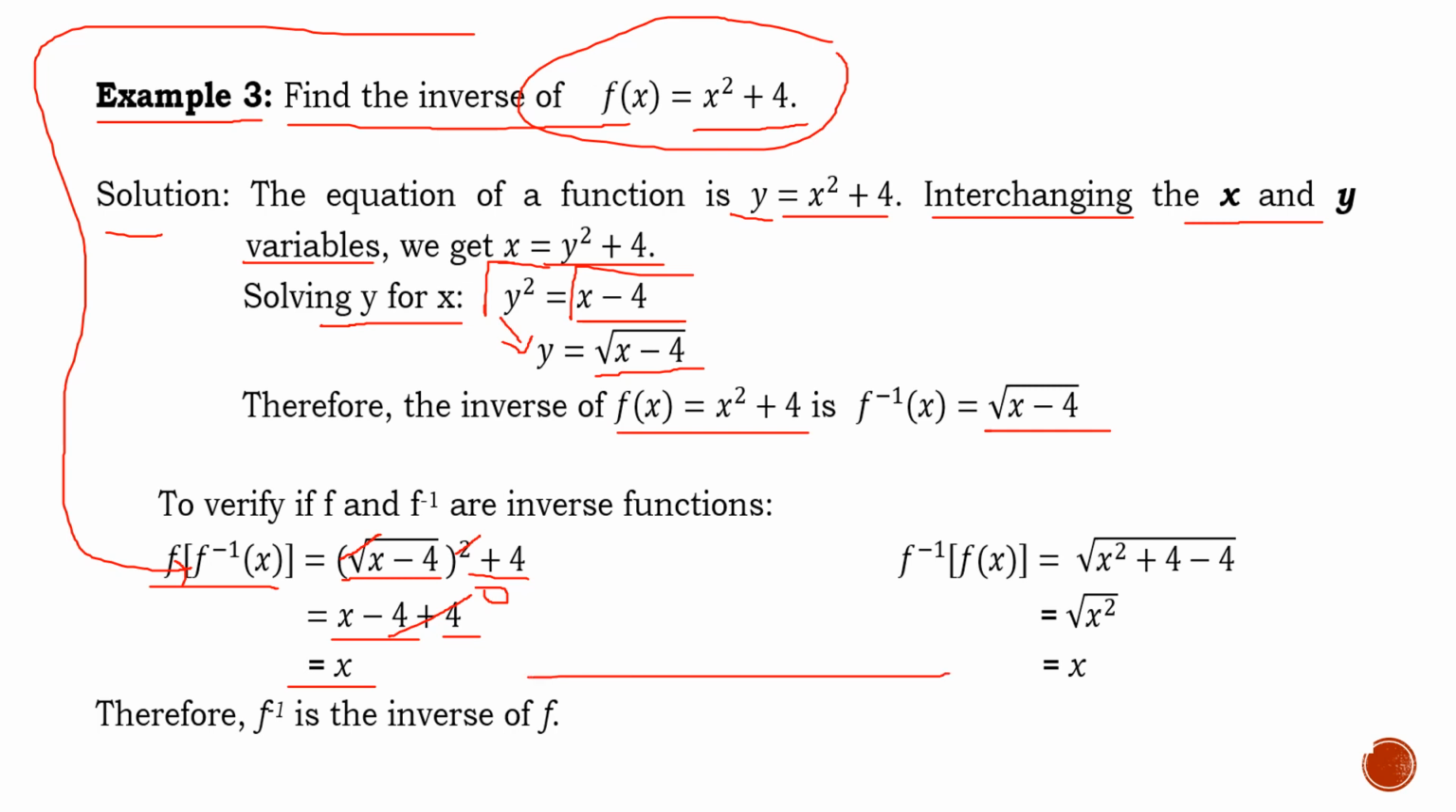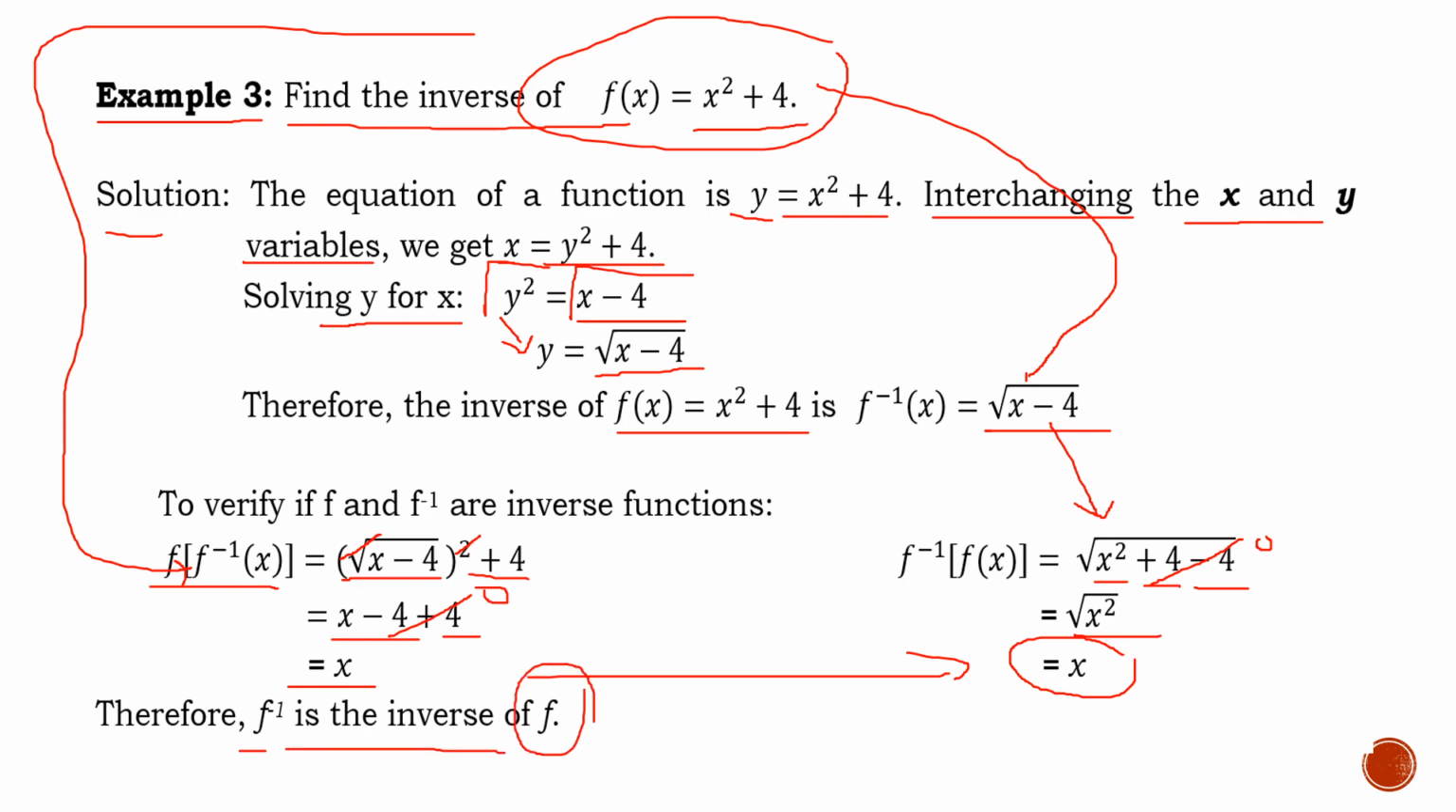So it's the same process. Once we are asked to get the value of your f raised to negative 1 of f of x, we just simply copy now. This will be your pattern. Then we replace your x variable here using your original function. That's why it becomes square root of x squared plus 4 minus 4. Then 4 minus 4 will be cancelled out because it is equal to 0. So square root of x squared now is equal to positive x. So therefore, this f raised to negative 1 is the inverse of your function f.